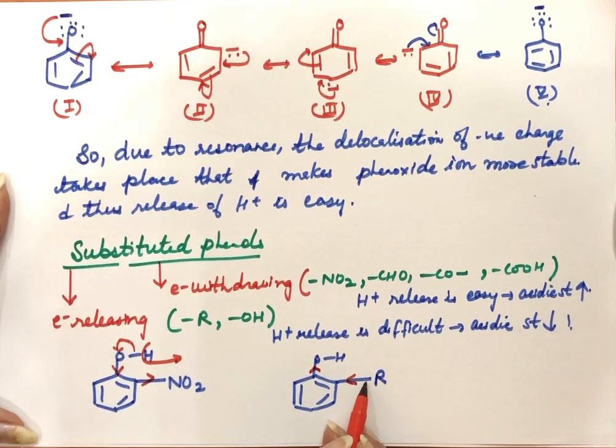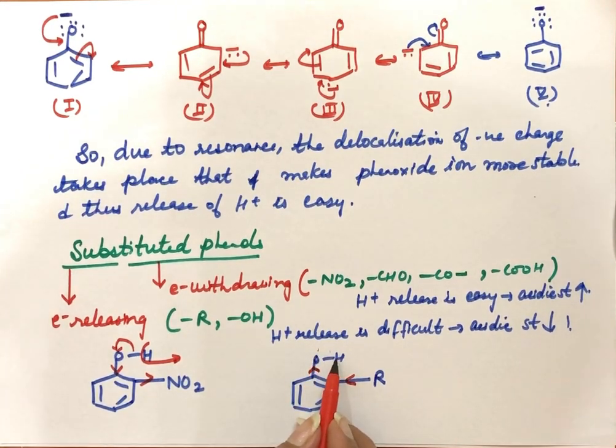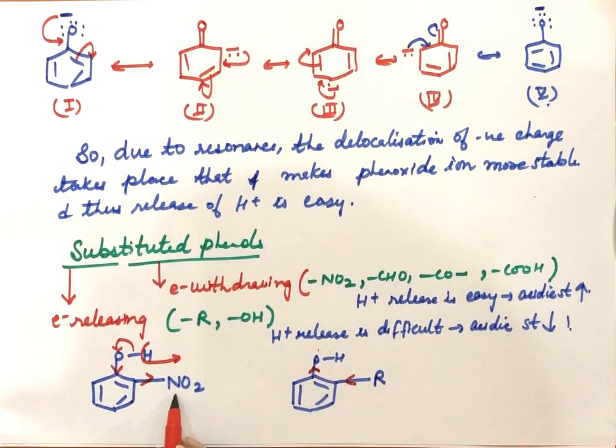While in this case, this R is giving electrons to oxygen. Oxygen is not deficient in electrons here, so why it will pull the electrons from this bond? And if it is not pulling electrons from this bond, that means release of H plus will not be easy in this case. So if electron withdrawing groups are there, they further increase acidic nature of phenols, while if electron releasing groups are there, they are decreasing the acidic strength of the phenols. So this is about the first property of alcohols and phenols that we have done, that is acidic nature.